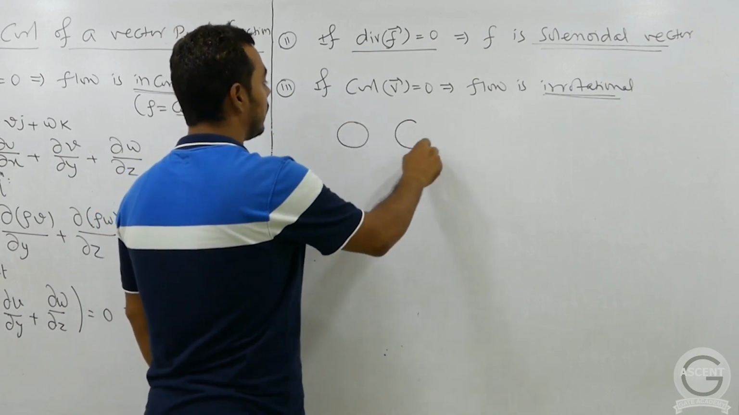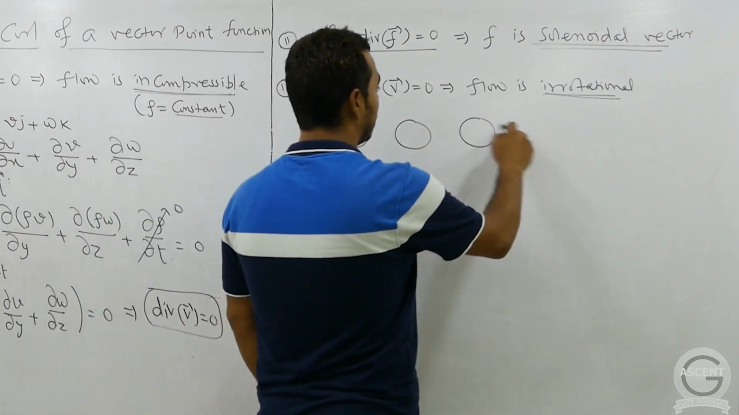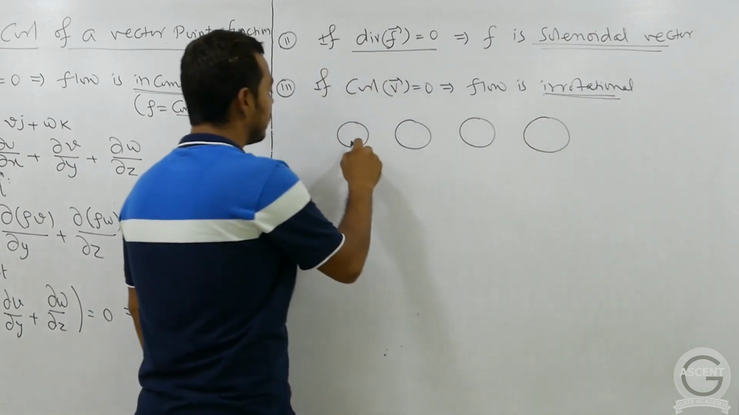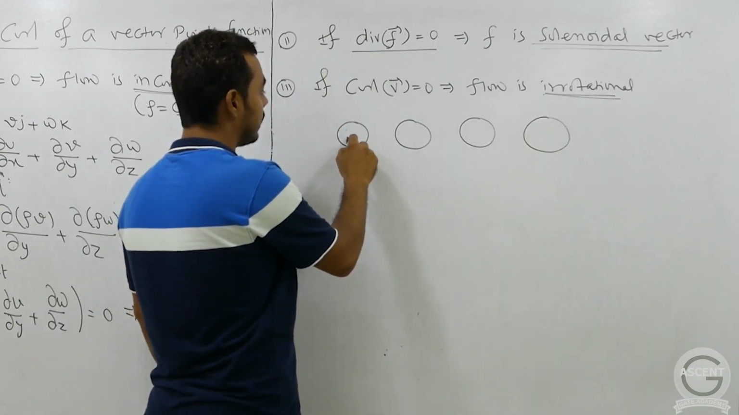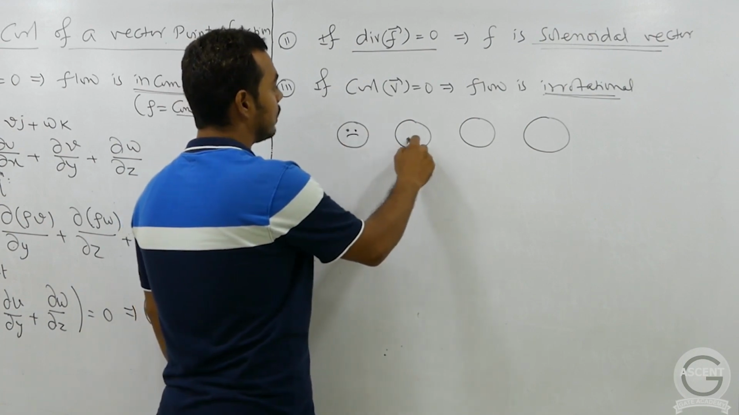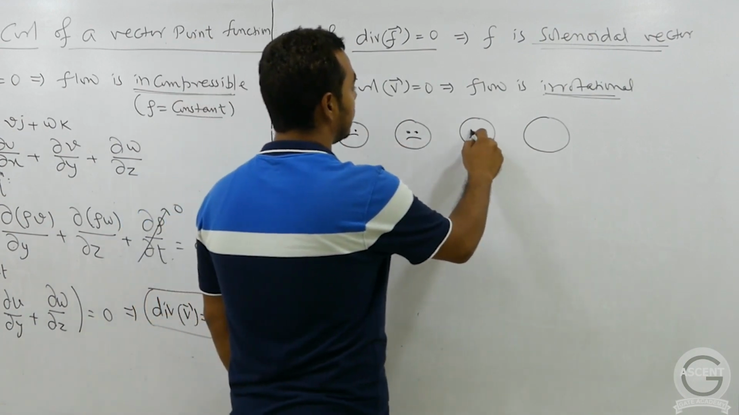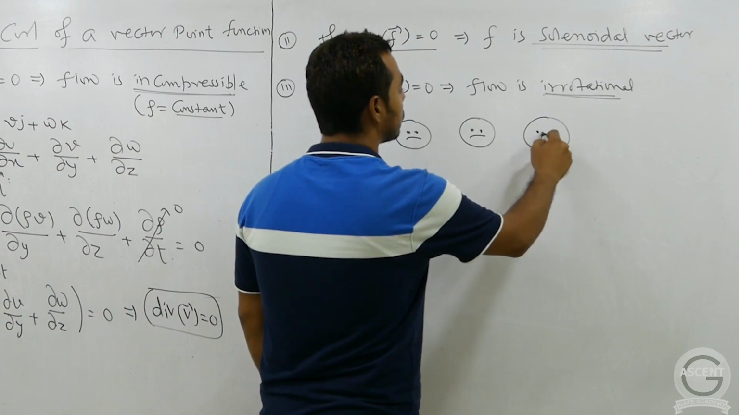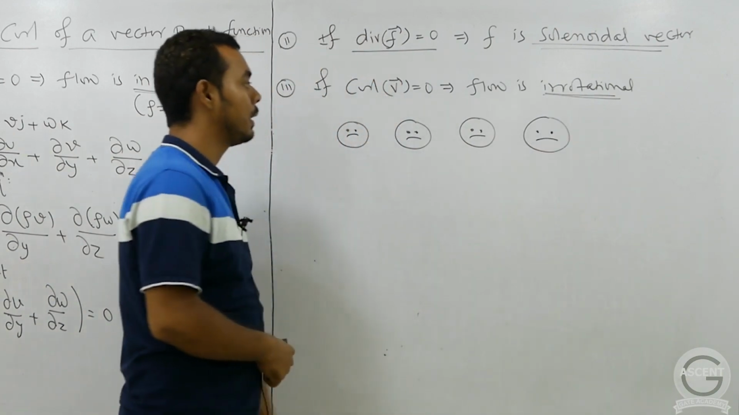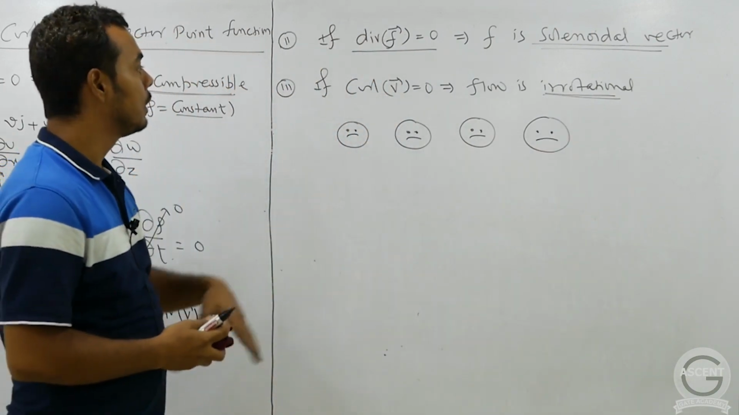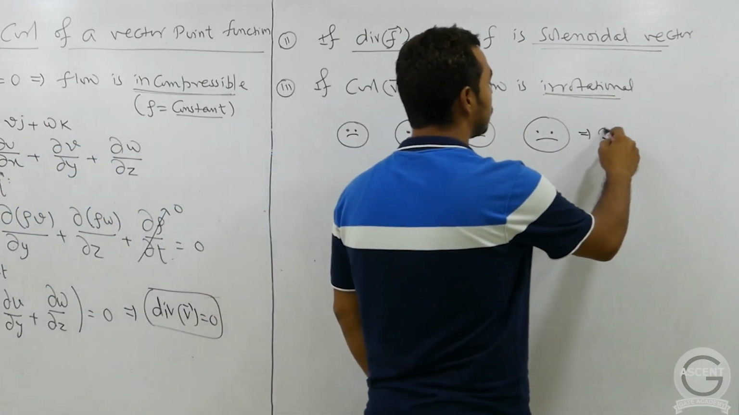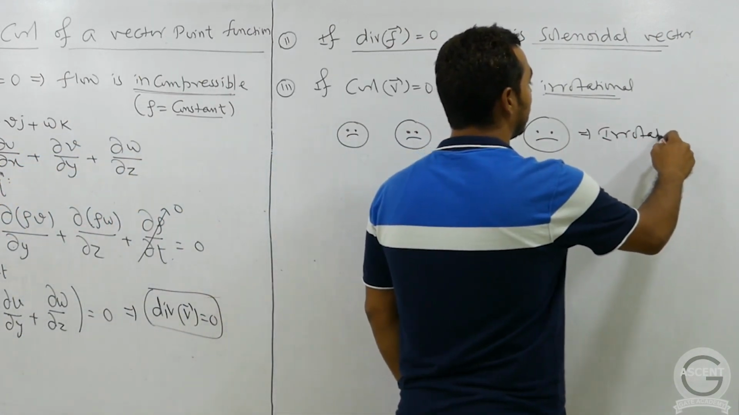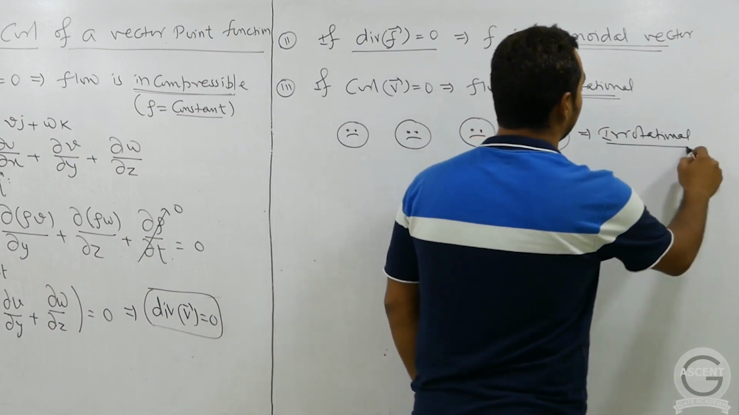Suppose you have a particle which is moving in a straight line, so it is simply moving in a straight line in this manner. So in this case it is not rotating about an axis through its own center of mass, it is simply moving in a straight line. So this means this flow is irrotational flow. There is no rotation here, the particle is simply moving in a straight line.